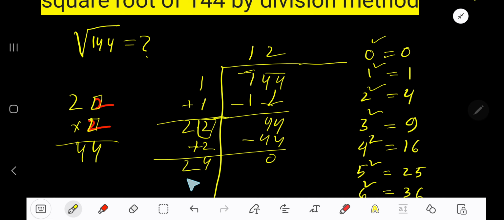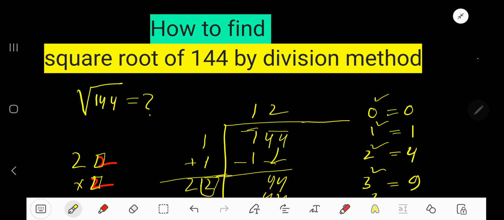The double of 12 is 24, so we can say that our square root 12 is correct for the number 144. The square root of 144 is 12.